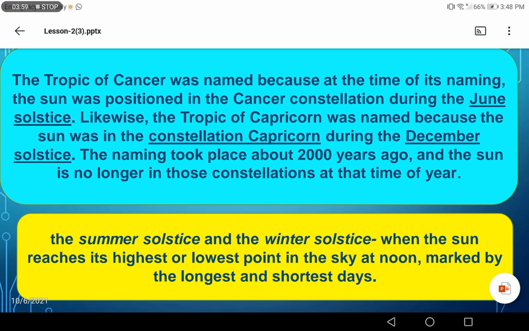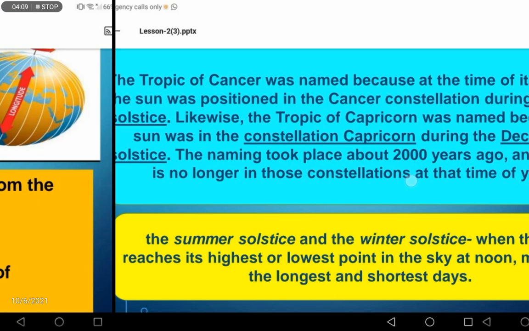The summer solstice and the winter solstice are when the sun reaches its highest or lowest point in the sky at noon, marked by the longest and the shortest day.